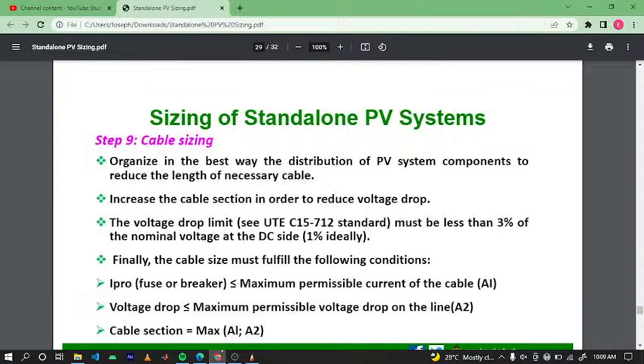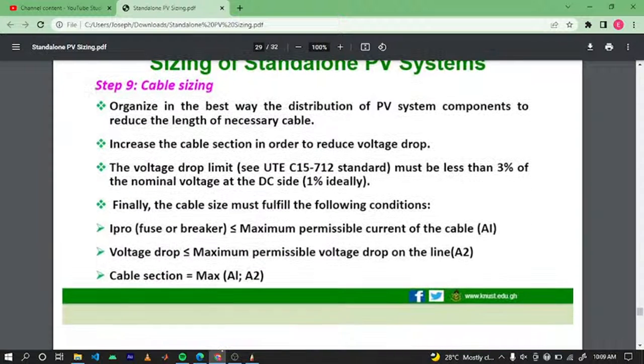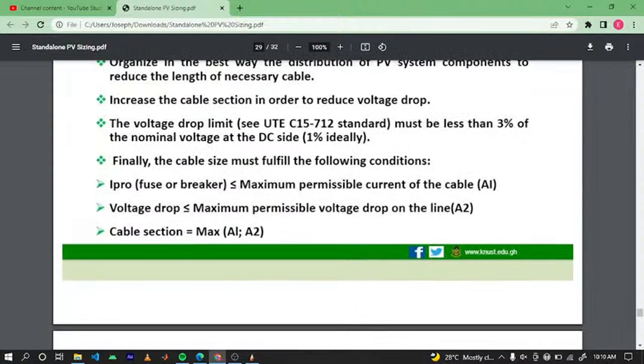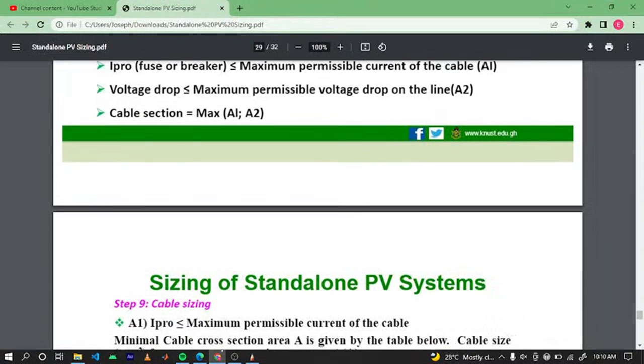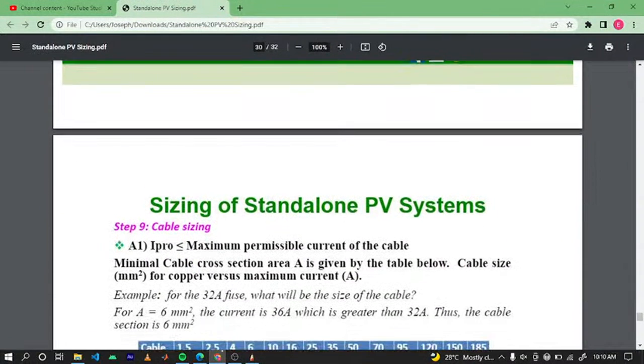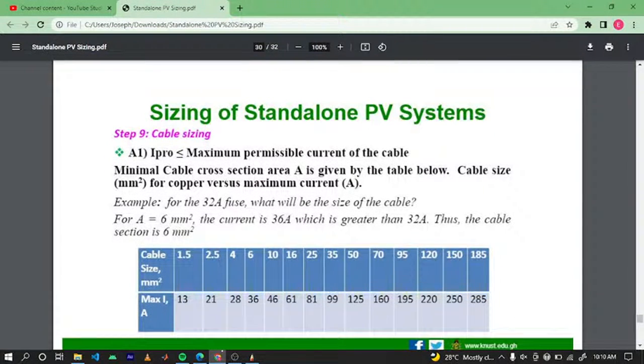32 is the largest fuse. So now we'll go to the table of areas and cable sizes of current. For our 32 A fuse, we check what is the current which is just larger than our 32 A fuse. The current just larger than 32 is 36 here. So you pick the largest fuse, come and check a current that's just larger than it. The current just larger than it is 36.